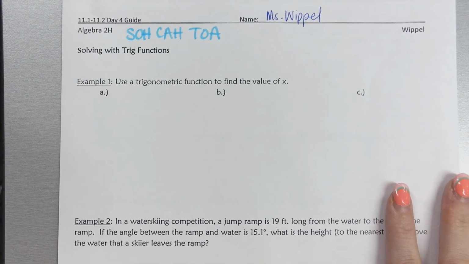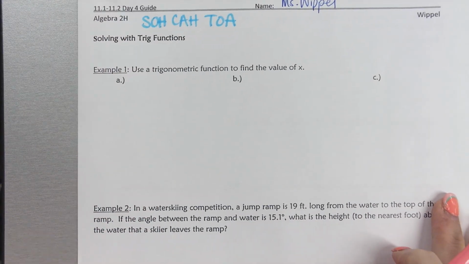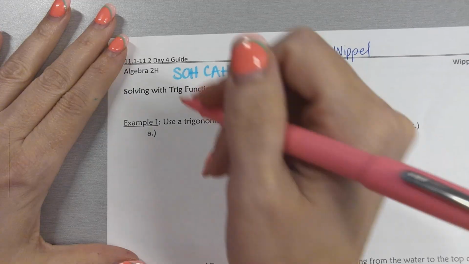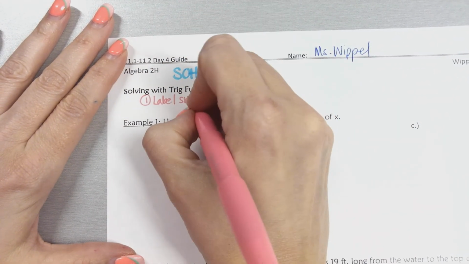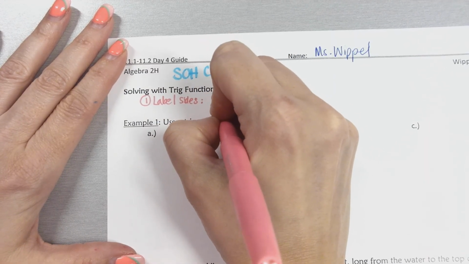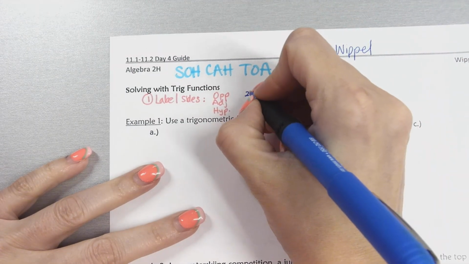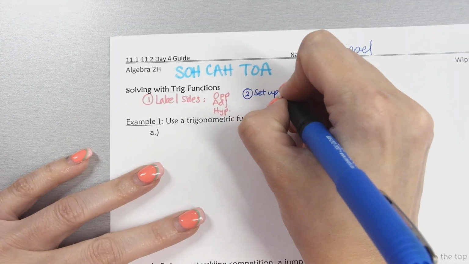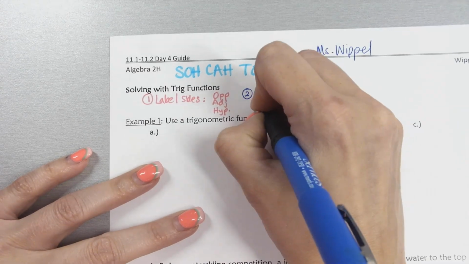When you are solving, you can use these steps. I like to label my sides. If you're somebody that learns best with visuals, I do think that this is helpful. So when you label your sides, you're going to label them the opposite side, the adjacent side, and the hypotenuse. Once you have those labeled, you can see what you're missing, what you need to solve for, and what you have, so that you can set up an equation using the corresponding trig function.